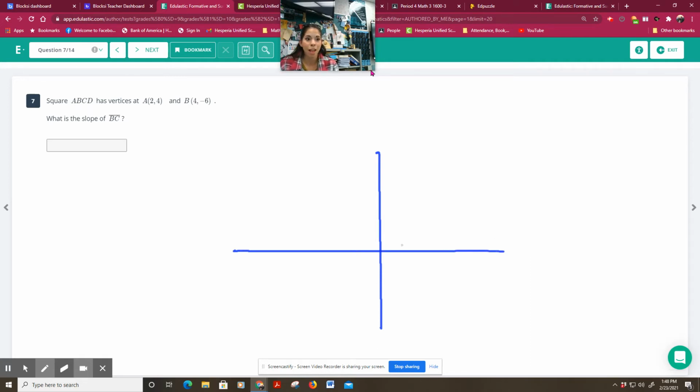Oh, it works. Okay, so 2, 4, 1, 2, 1, 2, 3, 4. It's point A. And then 4, -6. 3, 4, 1, 2, 3, 4, 5, 6. There's point B. So I'm going to try really hard to connect these.